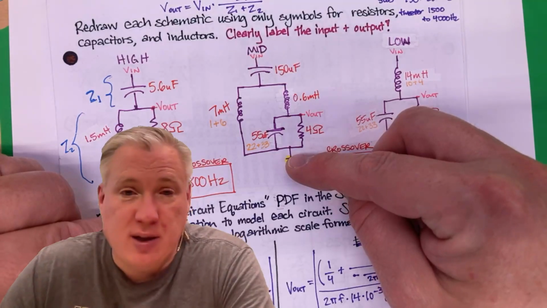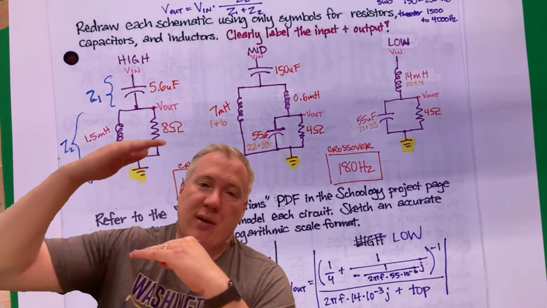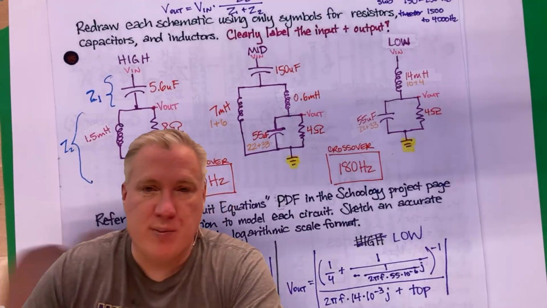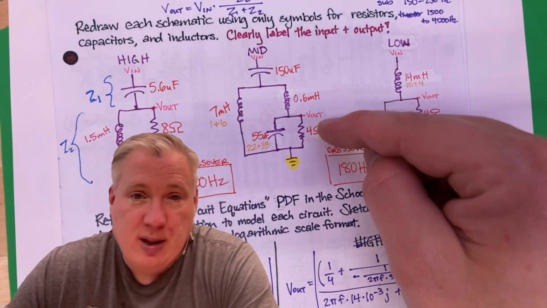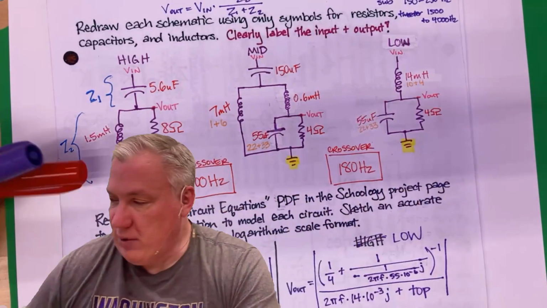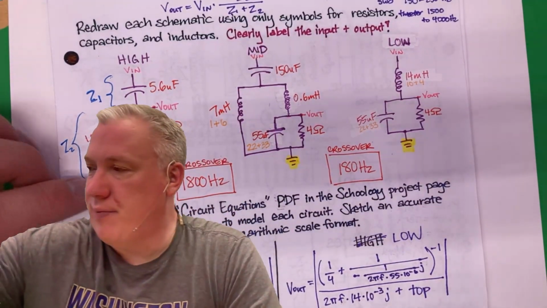So the speaker's connected to ground, which is nothing, 0, not moving. And then the V out is the thing that's moving, that's causing the speaker to move. So that's the spot. But here's the problem. It's inside of a voltage divider that's inside of another voltage divider. I'll show you.